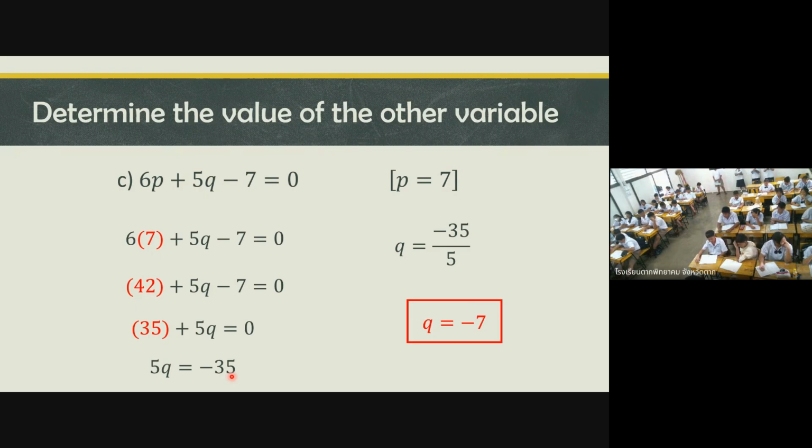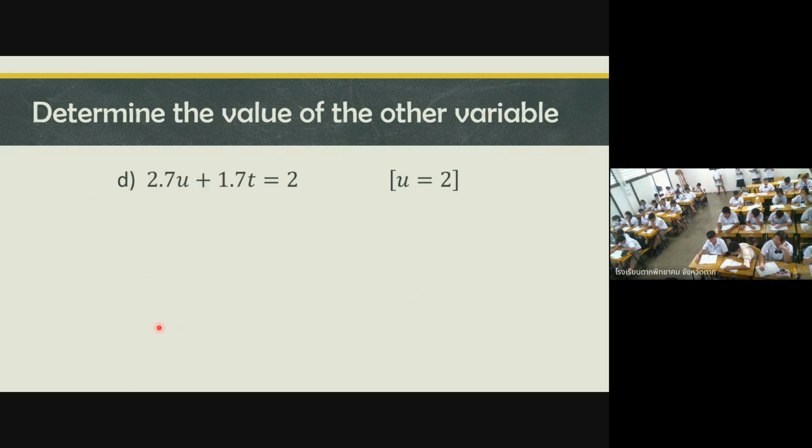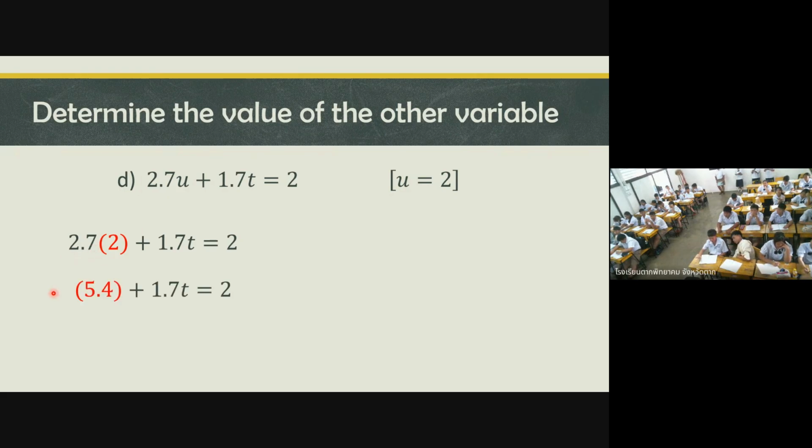And for the last one, letter D, we have 2.7u plus 1.7t is equal to 2. What would be the value of t when u is equal to 2? So again, since the given value is u, we're going to substitute it to the variable u. And what is 2.7 times 2? That will become 5.4. Now, this 5.4, if we put it onto the other side, will become minus 5.4.